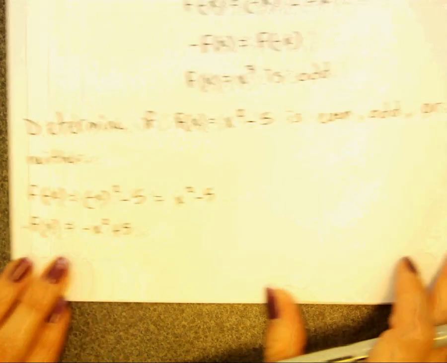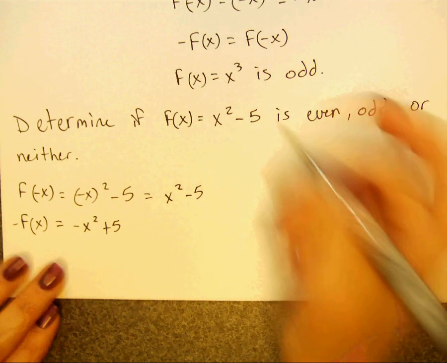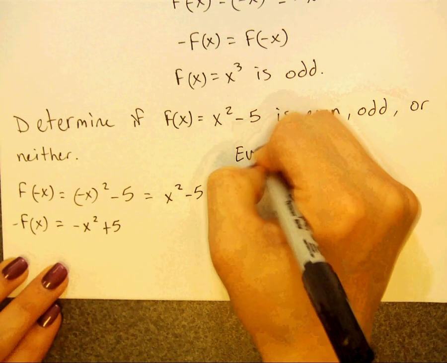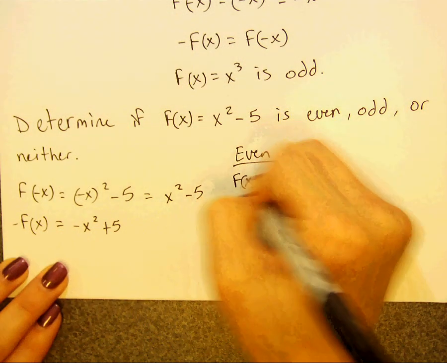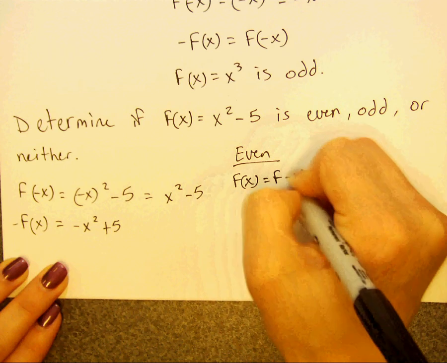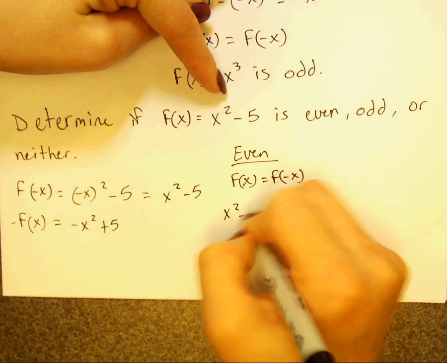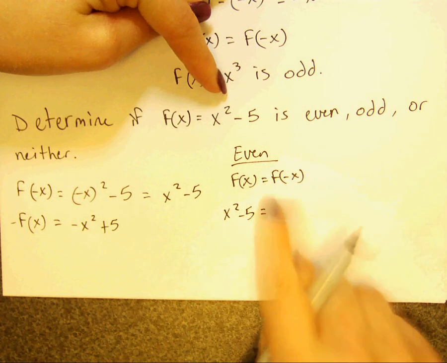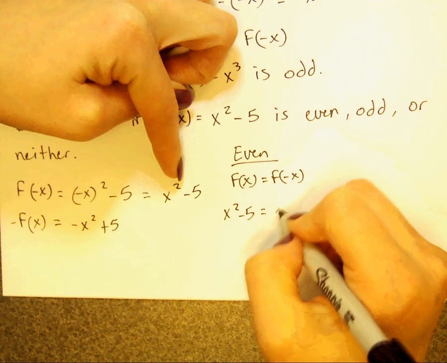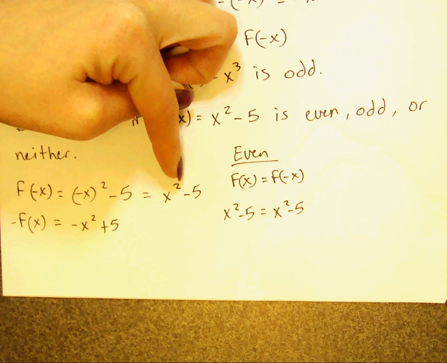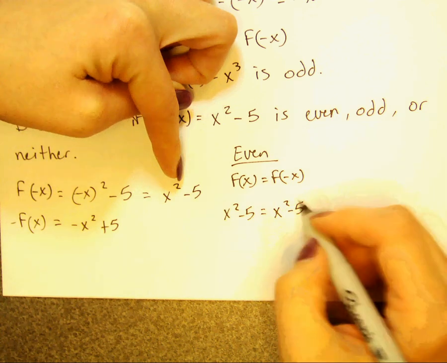So if it's even, then f of x should be equal to f of negative x. So let's compare the two. F of x is x squared minus 5, and f of negative x is x squared minus 5. Are they the same? Yeah, very much so, right? So this function is even.